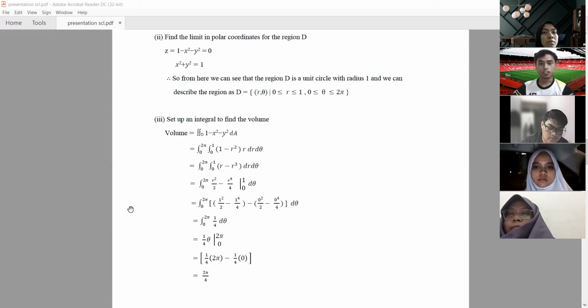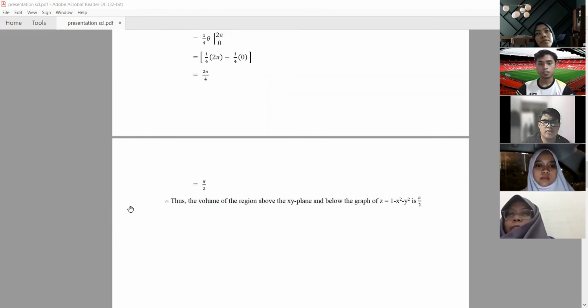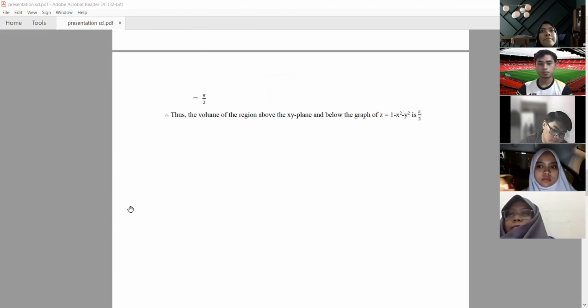After we complete the first integration, we do the outside integration with respect to d theta, insert the values of the limits, and we get the final answer, pi over 2. Thus, the volume of the region above the xy plane and below the graph of z equals 1 minus x squared minus y squared is pi over 2. I think that's all from me.